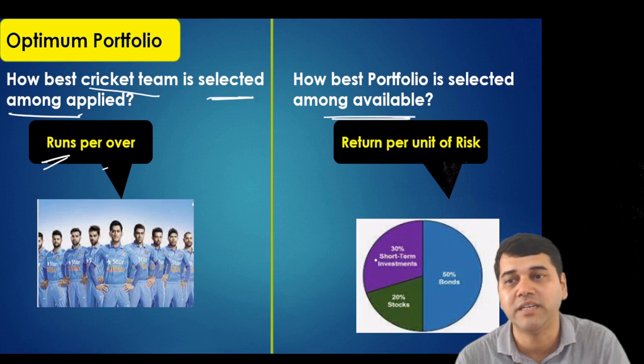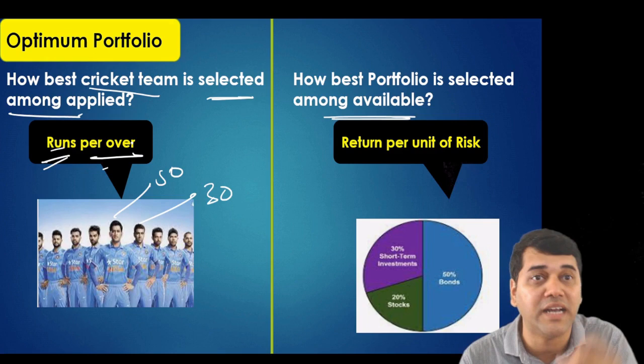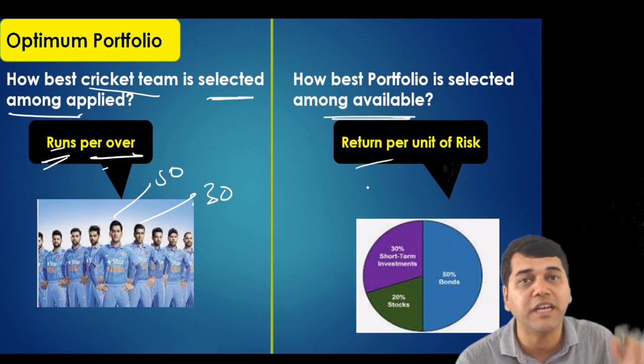You see, some batsmen may score 50 runs, another may score 30 runs. Comparison becomes difficult. So runs per over gives me a better idea. Like this, Infosys may give me 12%, another may give me 18%. I will say how much per unit of risk. That gives me a better idea to compare, no?